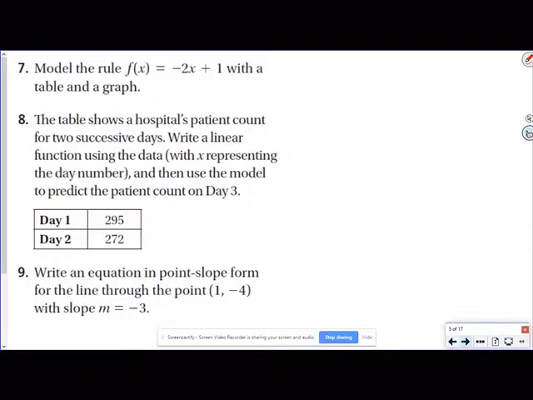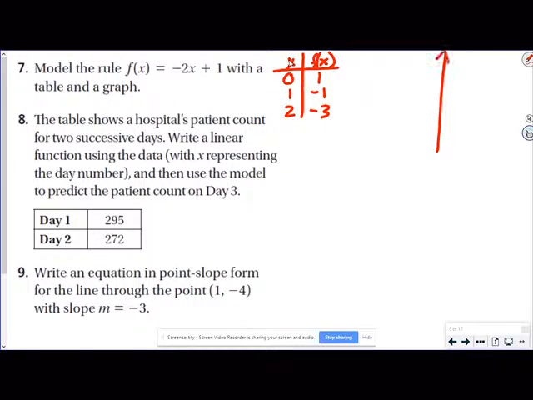7, model the rule f of x equals negative 2x plus 1 with a table and a graph. So the table, x and f of x, use any values you want. So here's 0, 1, and 2. When you plug in 0, you get 1. When you plug in 1, you get negative 1. When you plug in 2, you get negative 3.